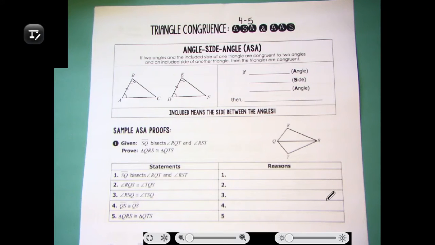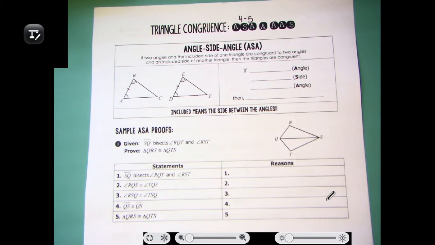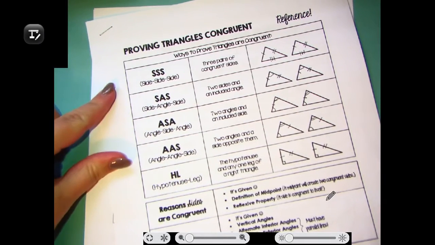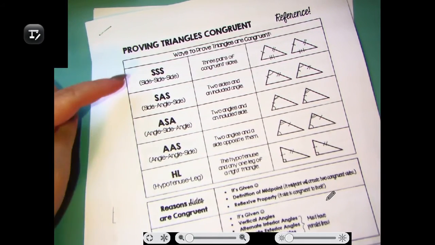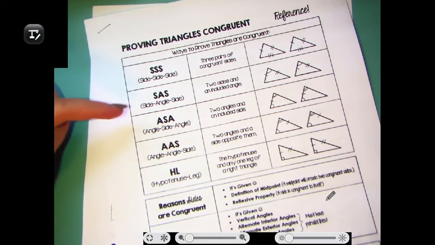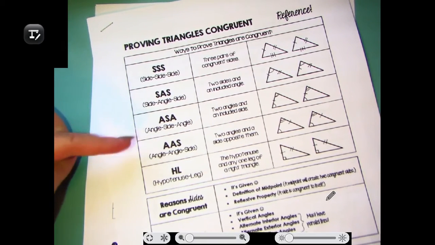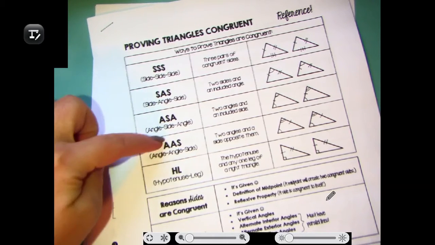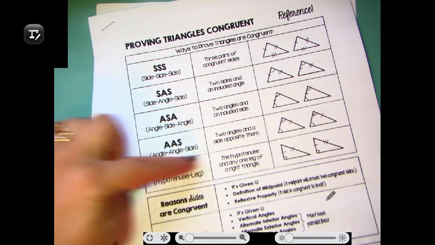Today we're going to go over two more ways to prove triangle congruence. So I'm going to remind you here first, before we start, of our proving triangles congruent reference sheet. So far we've done side, side, side. We've done side, angle, side. So we're going to introduce the next two today: angle, side, angle, and angle, angle, side.